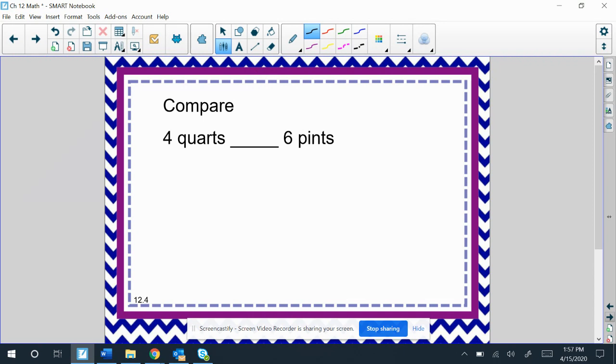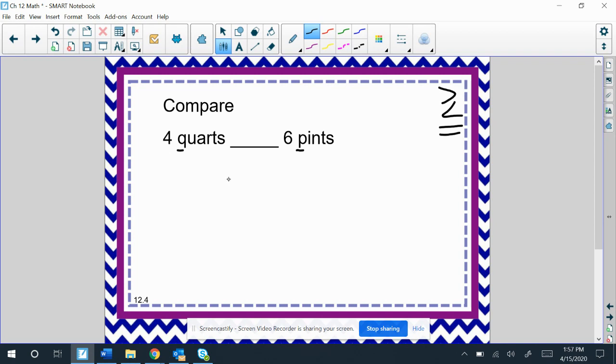Let's go ahead and compare them now. I have 4 quarts, and I need to know, is it greater than, less than, or equal to 6 pints? Well, I need to figure out which one is the smaller unit, quarts or pints. If you remember our story, 4 powerful queens come before 2 princes and princesses. So quarts is larger than pints.